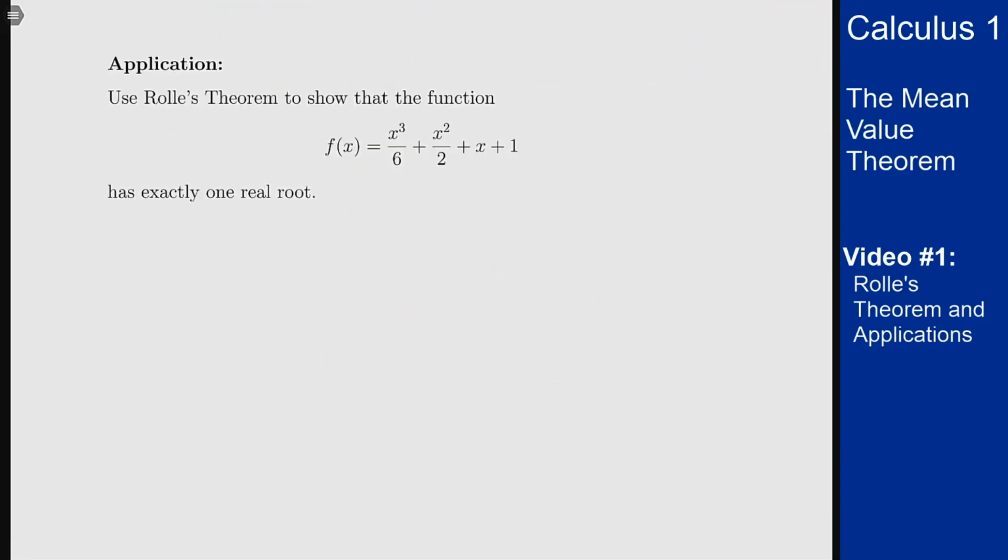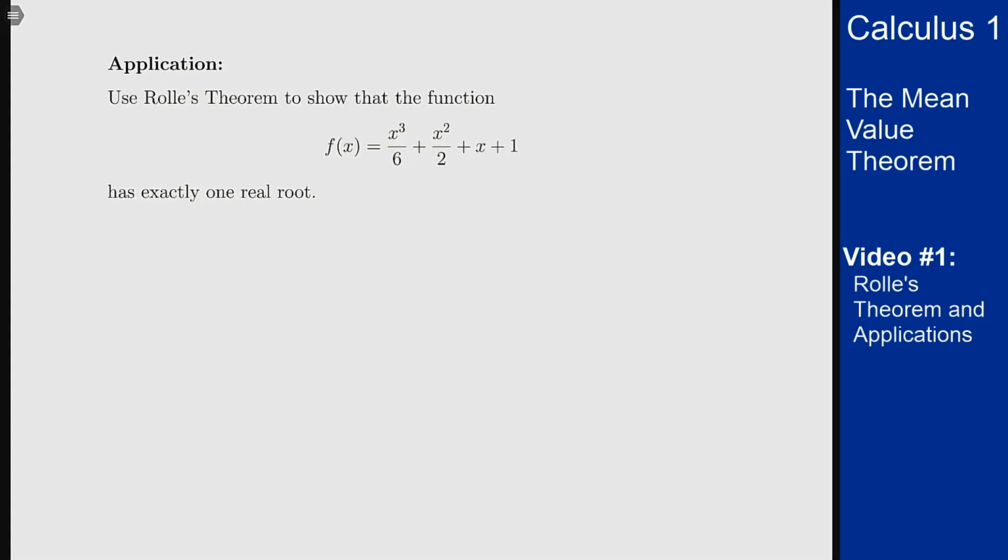Now, what's one way this theorem can be used? Well, the main application of Rolle's theorem directly is something like this. I want to show this function here, x cubed over 6 plus x squared over 2 plus x plus 1, has exactly one real root. This is sort of a strange application because it is a math of proof by contradiction. But the idea being, if I had two real roots, then I'd have a problem.